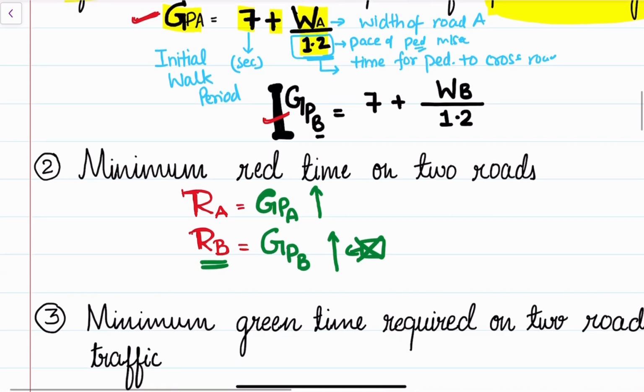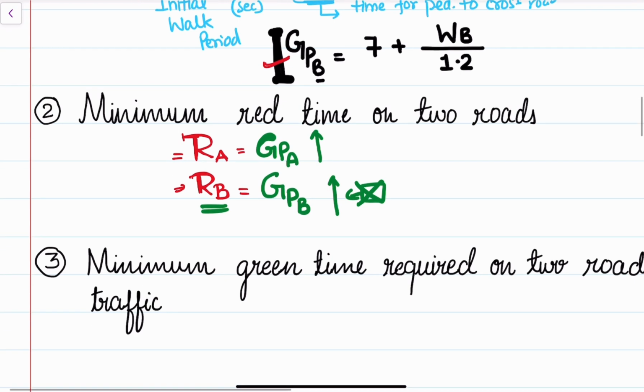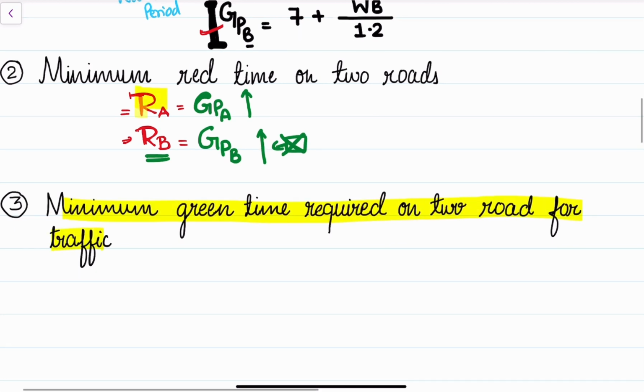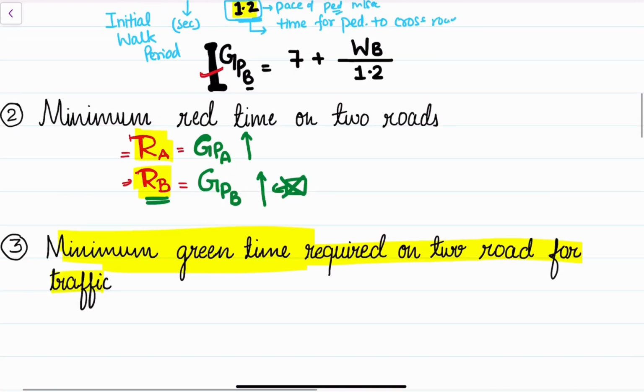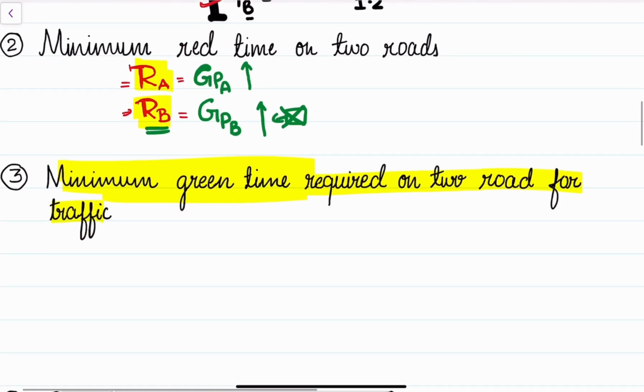Now, taking these red times, we are going to find the minimum green time for the vehicles on the two roads. Taking this red time for the vehicles, we are going to find the minimum green time for the vehicles. In step 1, the green time was for the pedestrians. In step 3, the green time is for the vehicles.